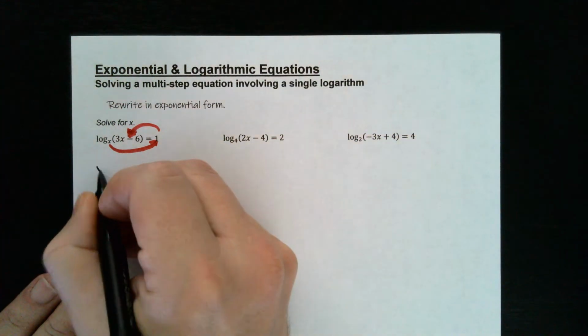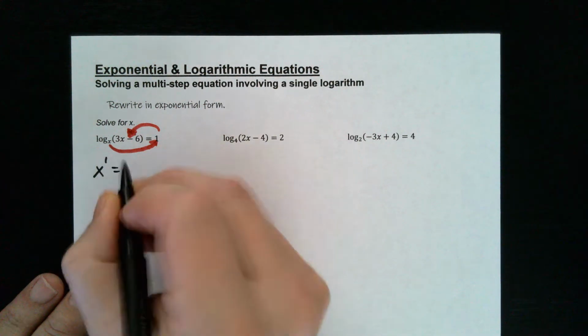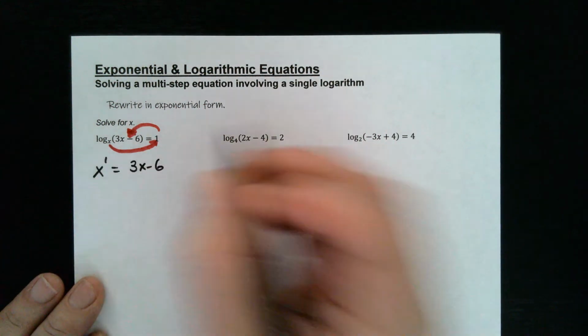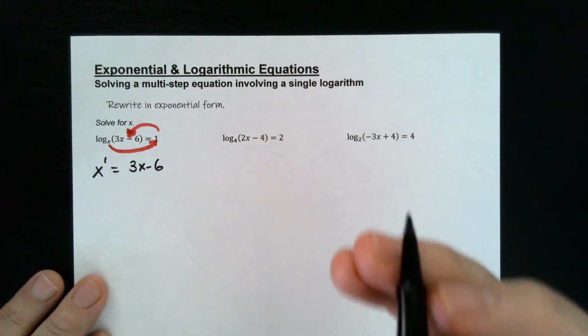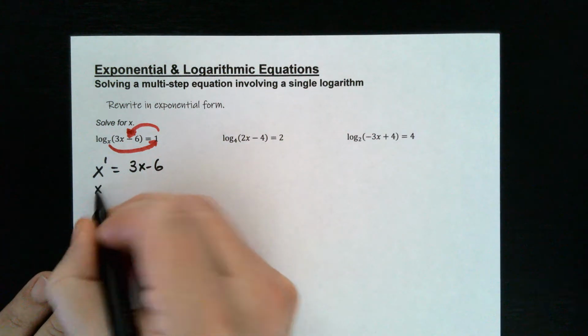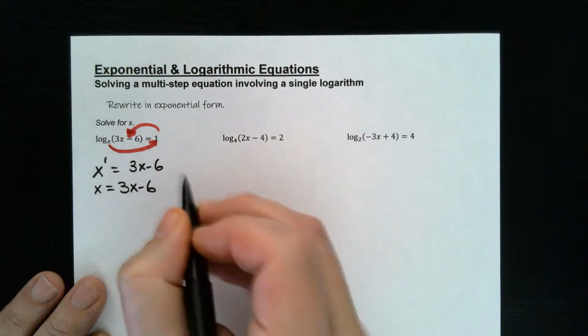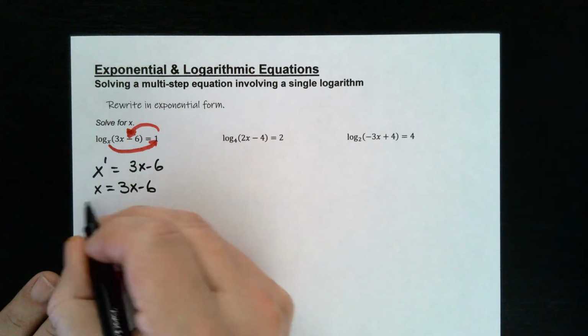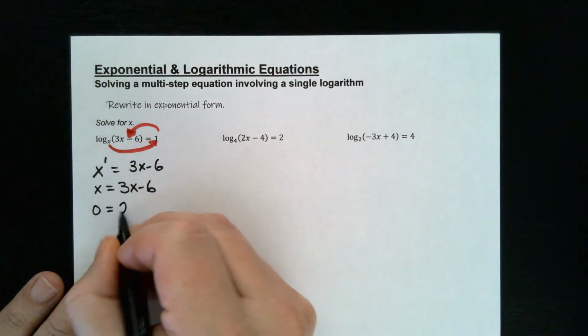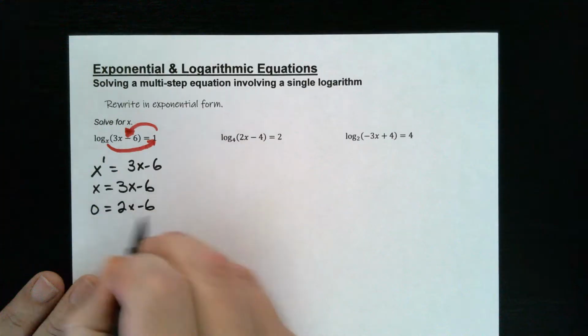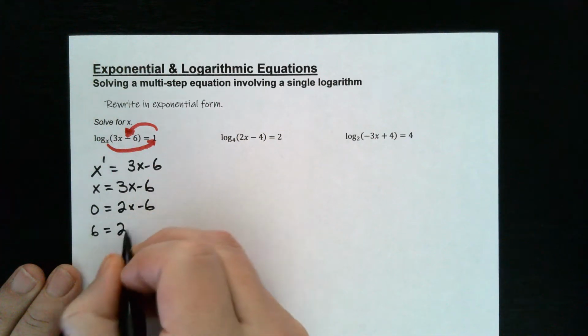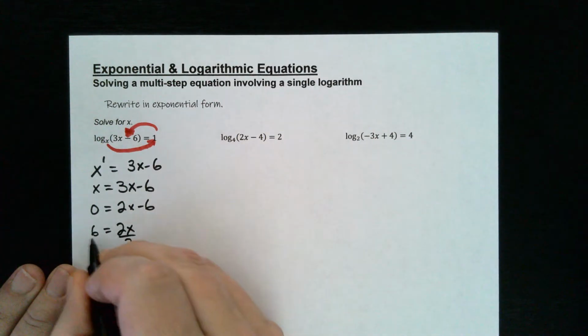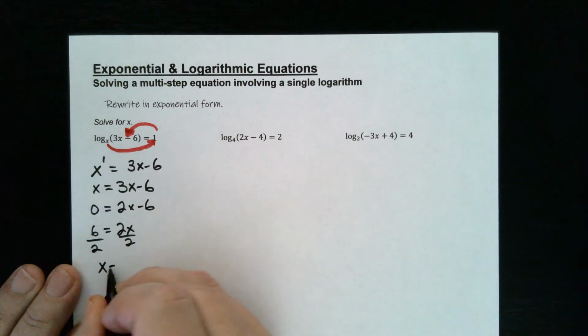So that'll turn into x to the power of 1, or just x, equals 3x minus 6. So that becomes x equals 3x minus 6. We move the x over by subtraction, so you get 0 equals 2x minus 6. Move the 6 over, so you get 6 equals 2x. Divide the 2 on both sides, and you get x is equal to 3.